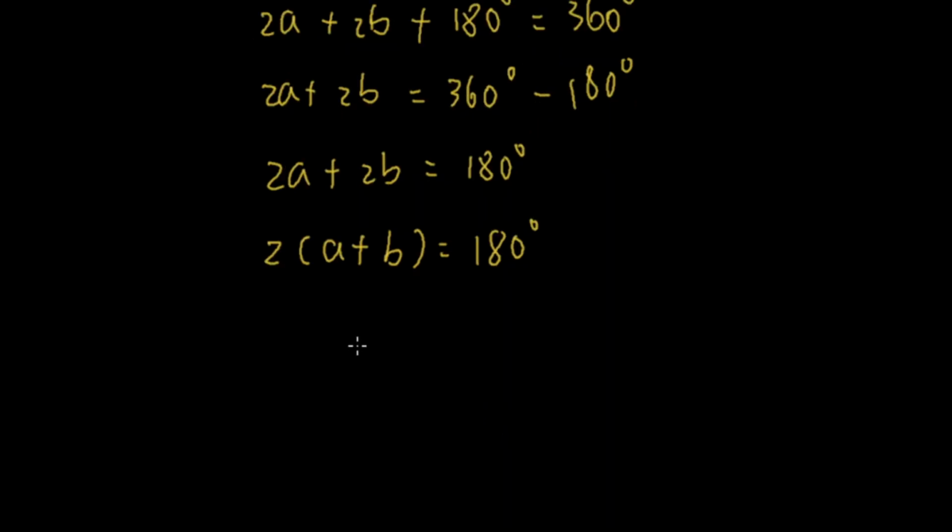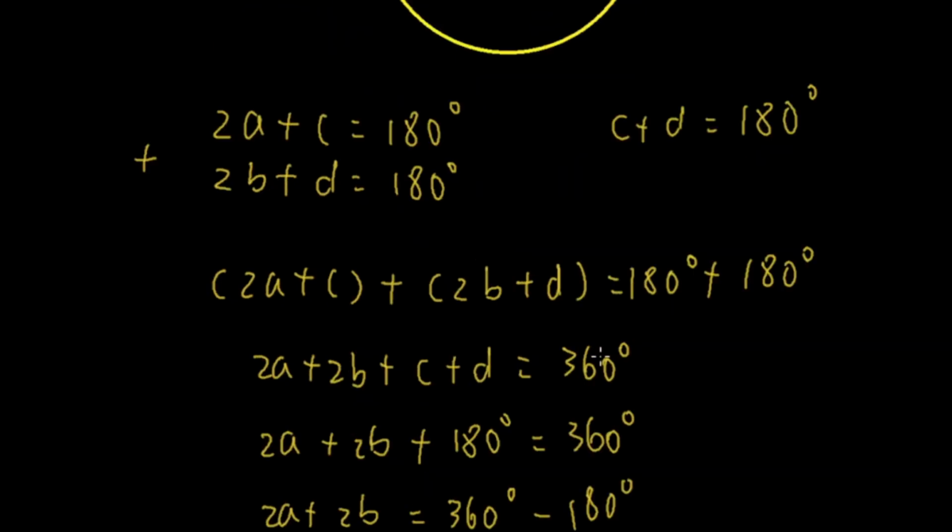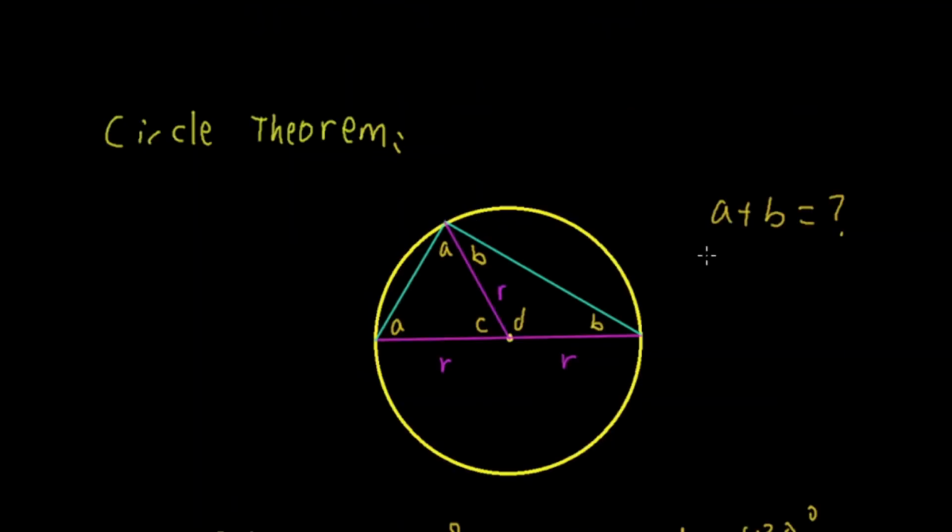Divide both sides by 2. A plus B is equal to 90 degrees. Okay, so A plus B is equal to 90 degrees, which is what we're looking for here, right? This angle, A plus B, is 90 degrees. So we can say that A plus B is equal to 90 degrees.